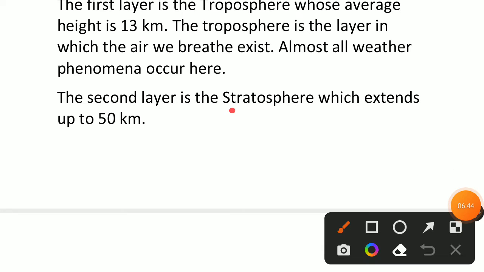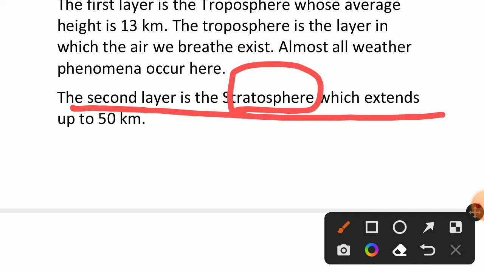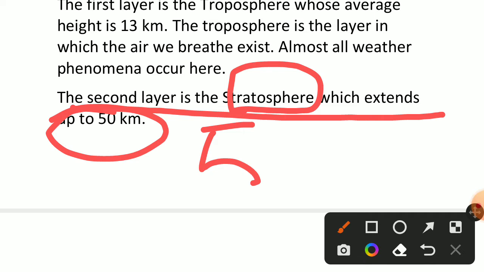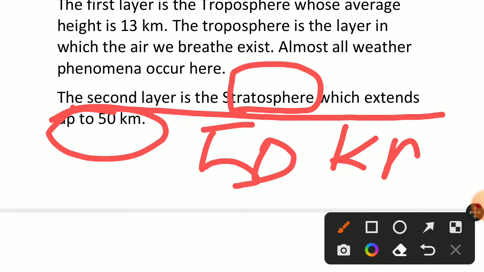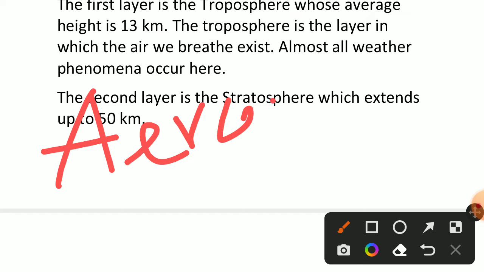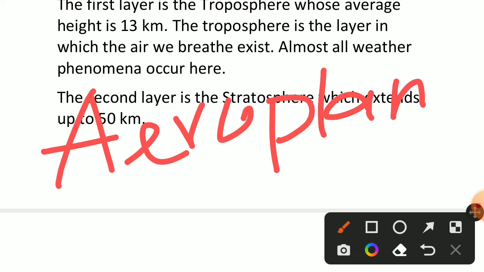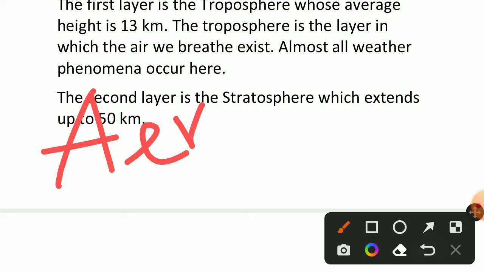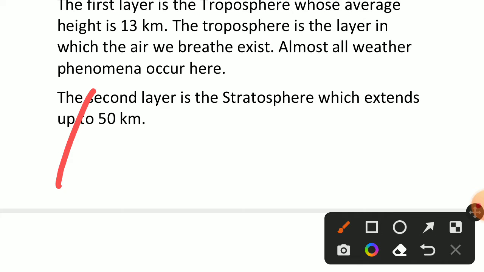The second layer is the stratosphere, on top of the troposphere. Its height is 50 kilometers. How many kilometers? 50 kilometers. It extends from 15 kilometers. We can easily understand it as the aeroplane height. Aeroplanes fly at that height. Stratosphere means the aeroplane flying height.